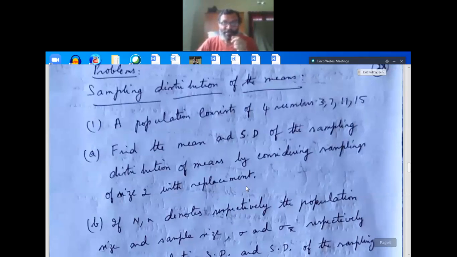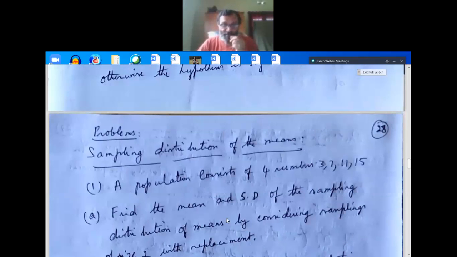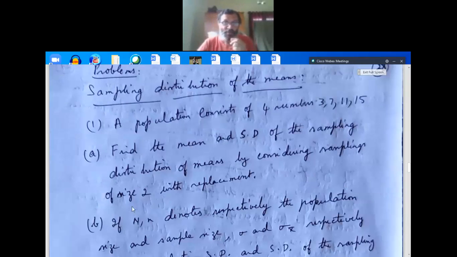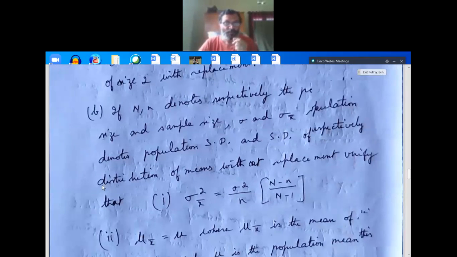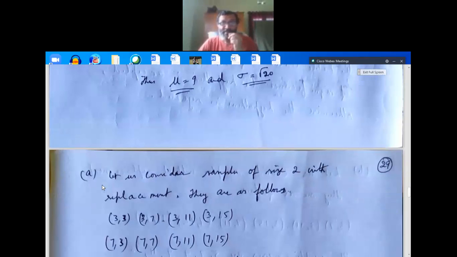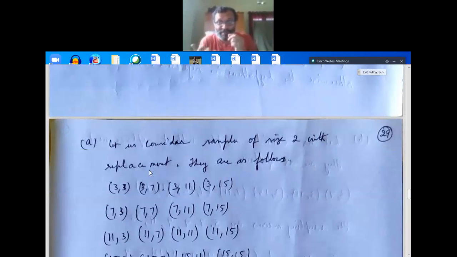Find the mean and standard deviation of the sampling distribution of means by considering samples of size 2, taken with replacement. For that, let us consider the samples of size 2 with replacement. With replacement is just like repeated.